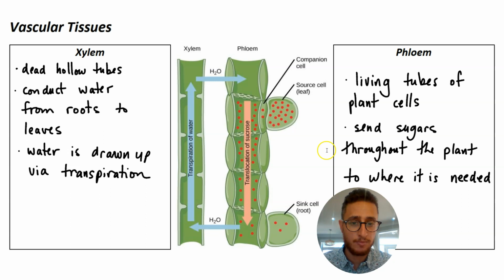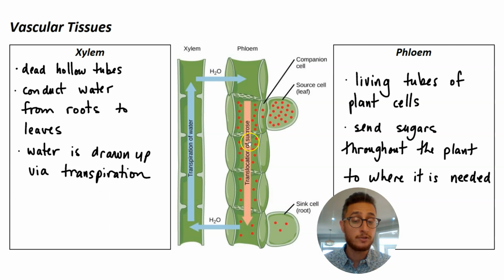Okay, so here's a little summary of those two main types of vascular tissues. You've got xylem, which is just dead and hollowed out cells connected into a continuous tube, and water always goes in one direction, from the roots all the way up to the leaves.